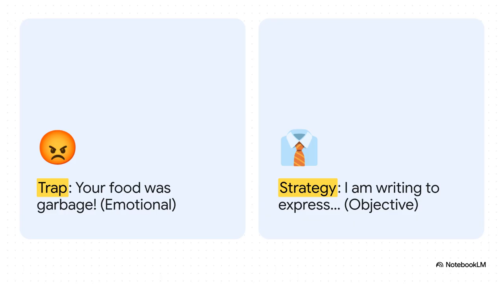The incorrect context looks like this: your food was garbage, give me my money back. This is way too emotional and completely lacks any constructiveness. So the crucial point when complaining is avoiding that emotional trap. You must remain objective, constructive, and polite but firm. The correct approach is, I am writing to express my disappointment regarding the quality of the meal I received. Notice how that states the problem clearly without ever resorting to insults.